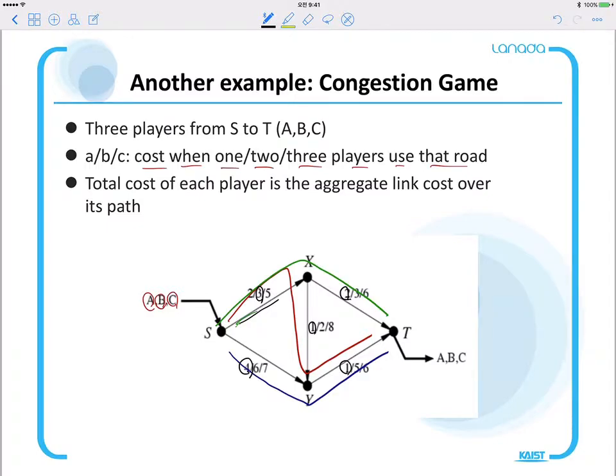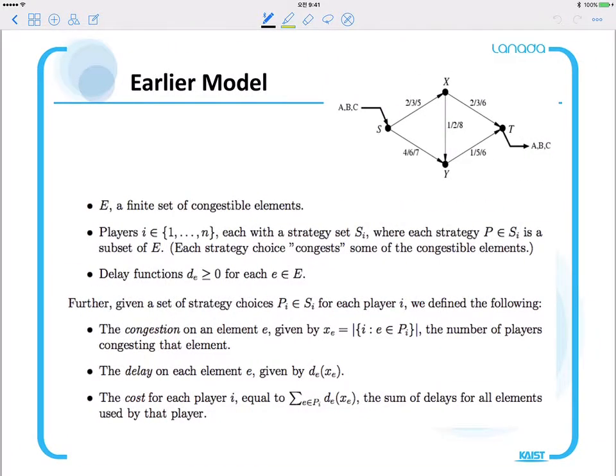And this is a game because A's strategic choice will make an impact on B's payoff, because B's payoff is determined by the link cost or the congestion cost. So the total cost of each player is the aggregate link cost over each path, right? That's what we have looked at. We know this congestion game, and we proved that this congestion game is a potential game. That's good. But we will interpret this game differently.